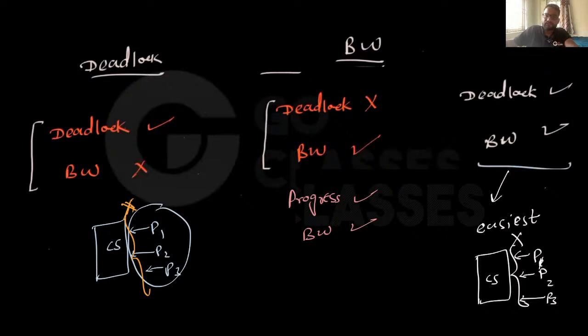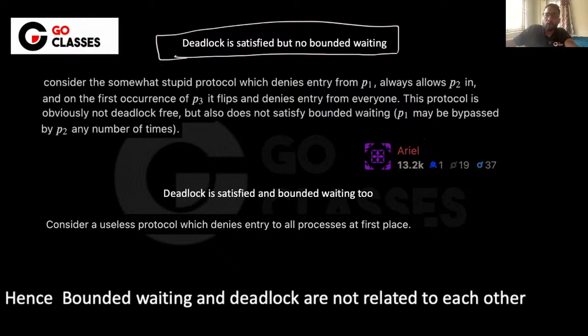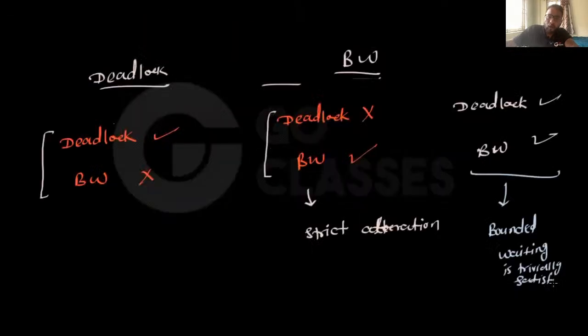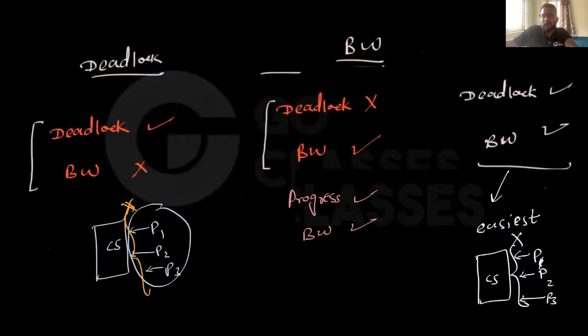Maybe you can read this paragraph. Here the deadlock is satisfied and the bounded waiting is not satisfied, right? That paragraph I have taken from Stack Overflow. I will give you one example, but optionally you can also read this paragraph. Now I am at this point where I want to give you an example where deadlock is there, still the bounded waiting is not satisfied.